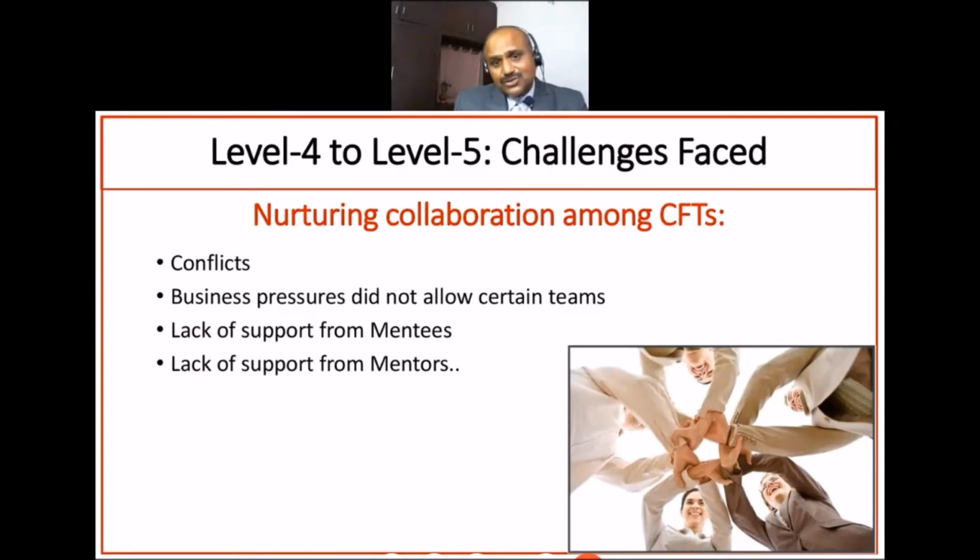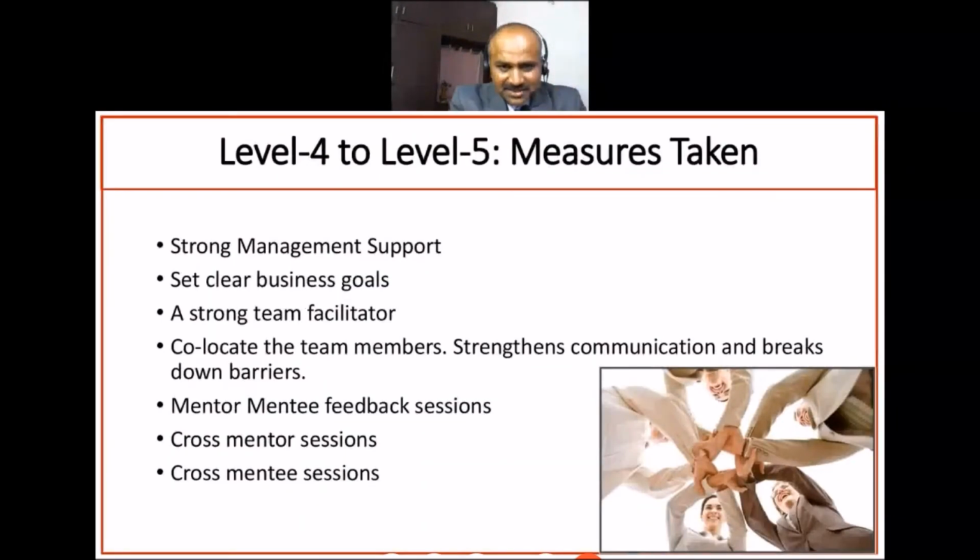And then next you want a coach. The combination of an excellent coach and an understanding manager is very, very important. When I say manager, I mean a senior manager. So that's very important. Okay. So next point. These are the measures we have taken for transforming from level 4 to level 5.